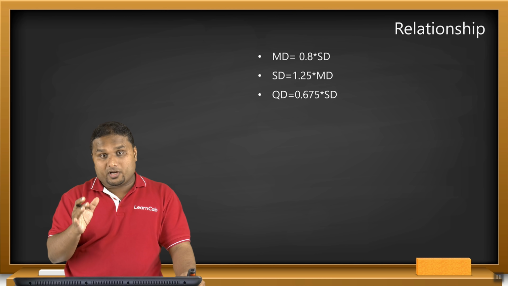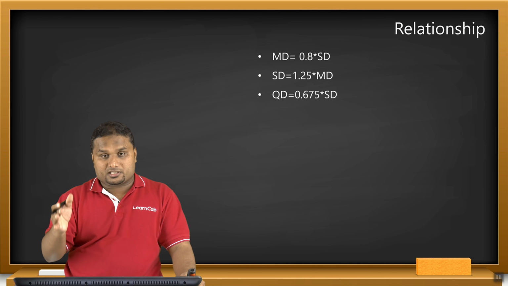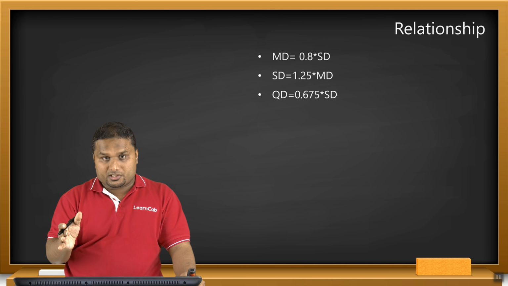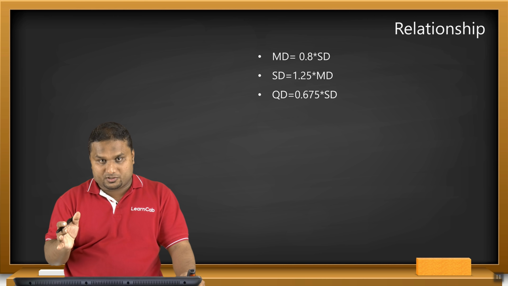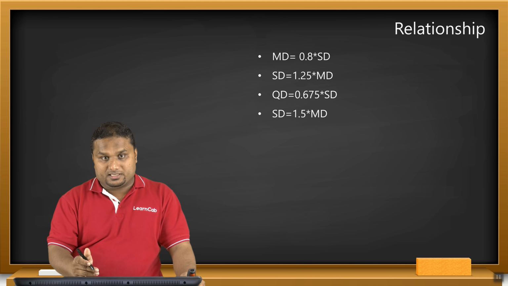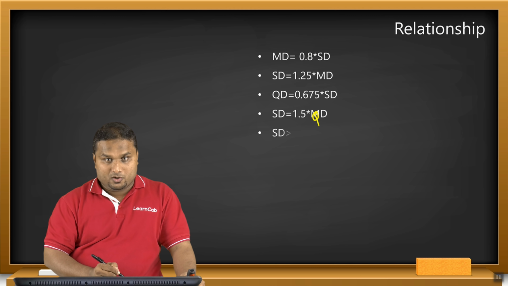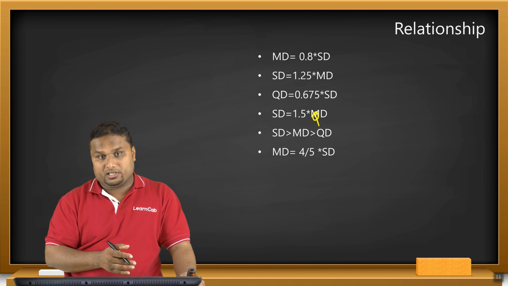Quartile deviation is 0.675 times standard deviation, that is quartile deviation is 67.5% of standard deviation. So, the biggest one is standard deviation, which is 100%. The next biggest is mean deviation, which is 80% of standard deviation. The third one is quartile deviation, which is 67.5% of standard deviation. The reverse is possible. Standard deviation is 1.5 times quartile deviation. So the biggest measure is standard deviation. So standard deviation is greater than mean deviation, which is greater than quartile deviation.